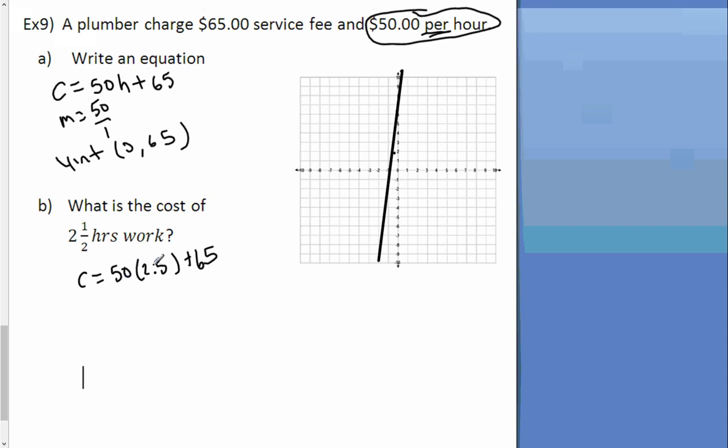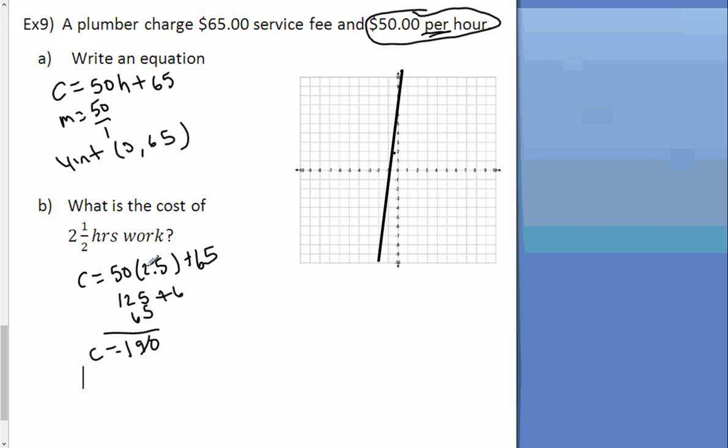Well, 50 times 2.5, let's see, that's 625 doubled is 1250. So that's 125 plus 65. And 65 plus 125 is 0, carry 1, 8, 9, 190. The cost would have to be $190. What does that mean? If the plumber comes out for 2.5 hours, they're going to charge you $190.